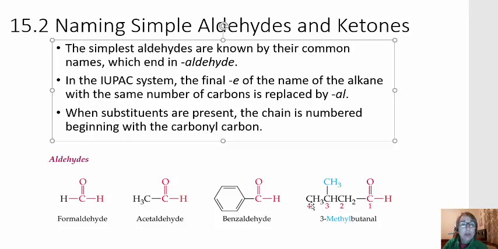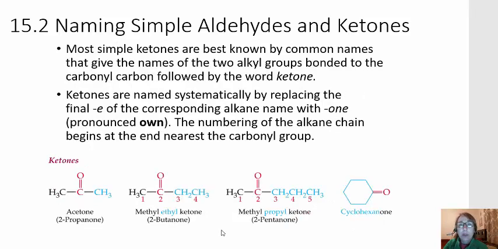So we see this molecule has 4 carbons in its longest chain, and so that's butanal. And there's a methyl group off the 3 carbon, so 3-methylbutanal. Now for ketones, some of them have just a common name like acetone, and that has 3 carbons with the carbonyl group in the middle.